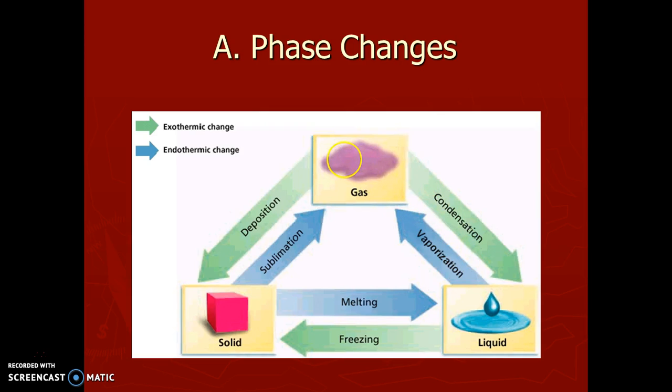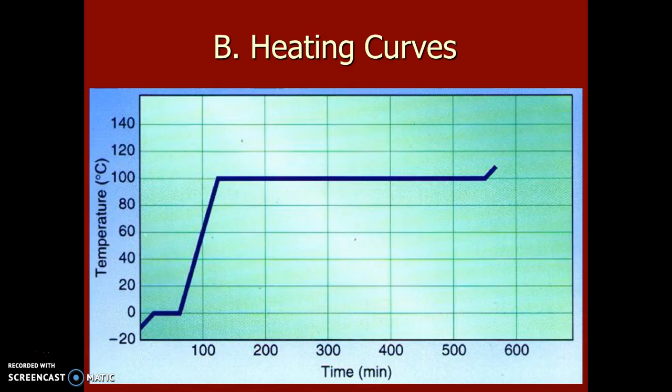The green arrows represent an exothermic change, meaning they release energy. So when a gas converts into a liquid, when it condenses, it's giving off heat. Or when a liquid freezes, it's releasing heat. And so each one of these changes involves an energy change that needs to be accounted for. And we'll talk a little bit about that energy change later on in this chapter.